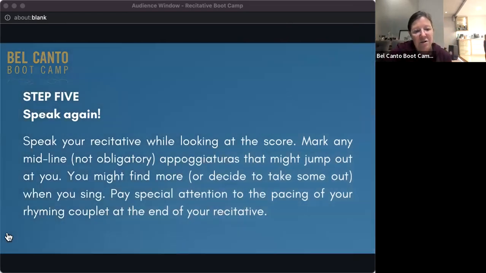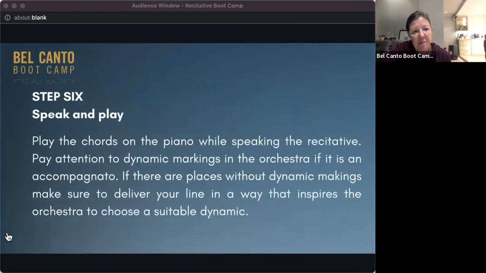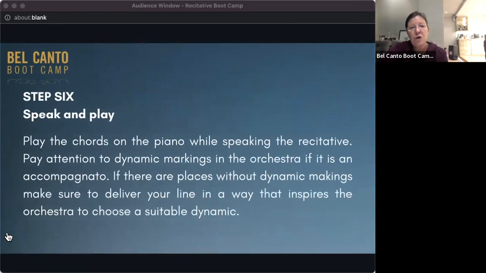Now, here's a good reason to get good at piano playing. If you can do this step, you are really ahead of the game. Play the chords on the piano while speaking the recitative. It will help you get this feeling of how you're going to move from chord to chord. So most of you probably speak well enough to be able to play G, C, 6, D, you know, like play those chords on the piano.